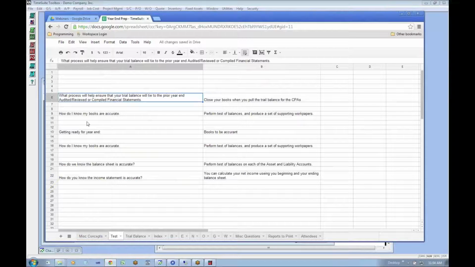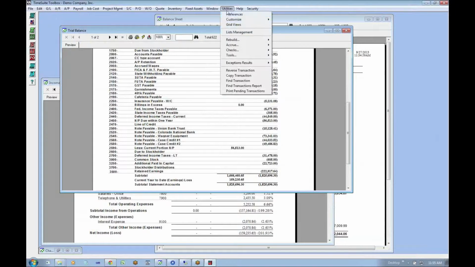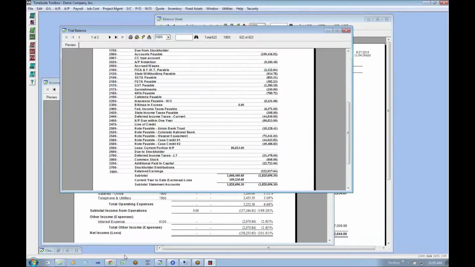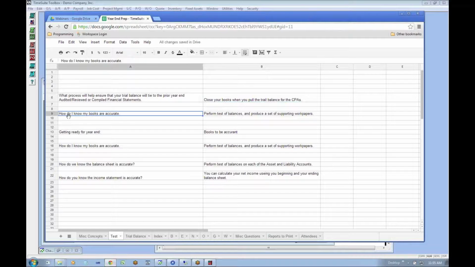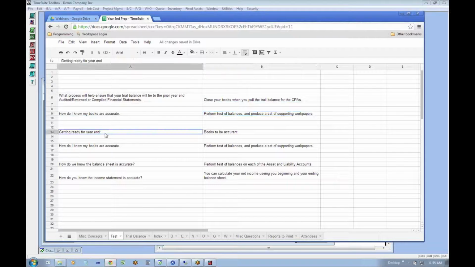So we have additional concepts here. What process will help ensure that your trial balance will tie to the prior year audited, reviewed, or compiled financial statements? That's to close your books when the trial balance is pulled. You do that over here again: utilities, preferences, GL, and then close it. If we're doing 12/31/2013, make sure you put 1/1/2014. How do I know my books are accurate? Perform tests of balances and produce a set of supporting work papers. We're going to talk about those concepts in a little bit.